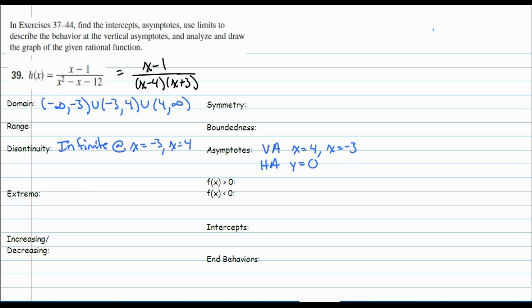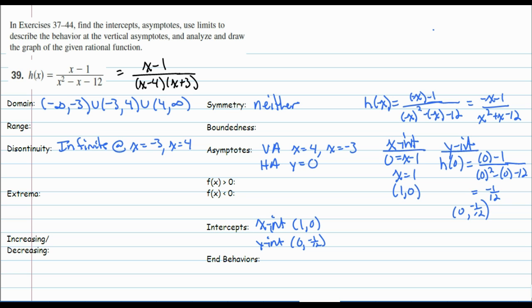I can test for symmetry by plugging in -x into the f function. Since I don't get exactly the same thing or the exact opposite as I started with, my symmetry is neither. I can also algebraically find my x and y intercepts. The x-intercept is (1, 0). The y-intercept is (0, -1/12). (1, 0) will lie on the x-axis. The (0, -1/12) will lie on the y-axis. So those are the x and y intercepts.